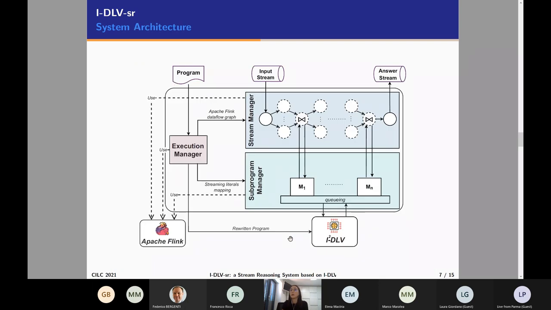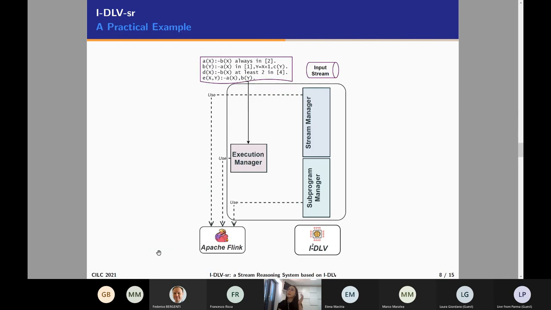This is the architecture of our system. As we can see, it is formed by three main modules: the execution manager, the subprogram manager, and the stream manager, all making use of the API exposed by Apache Flink. Without going into the technical details, let's see how it works with a practical example. The execution manager takes as input an I-DLV-sr program, and it is in charge of setting up all the operations that must be performed in order to evaluate this program.